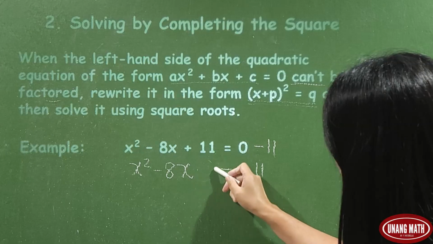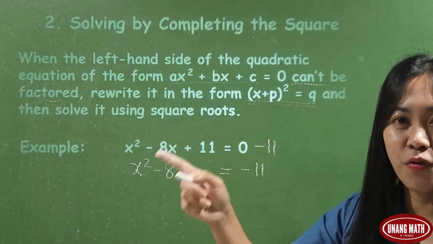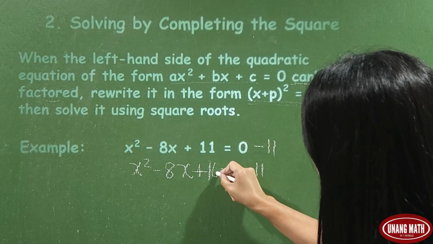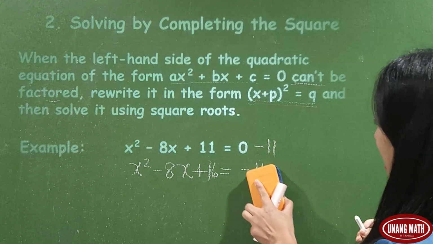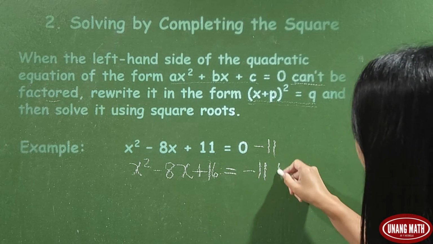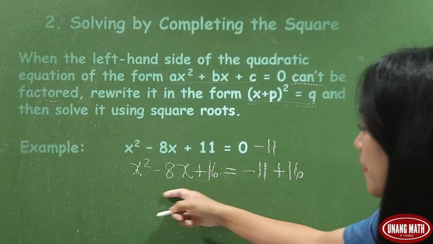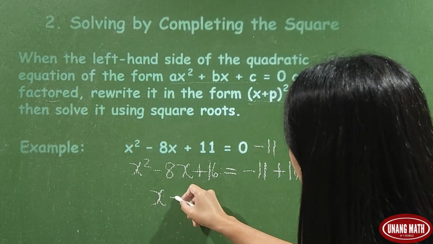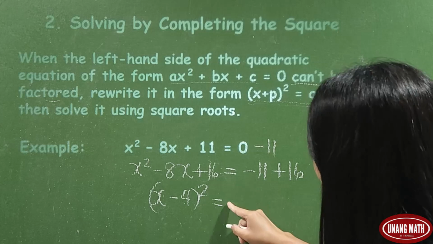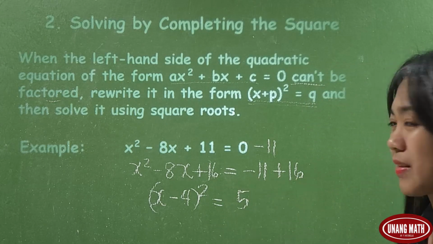We're looking for this constant number here. So negative 8 divided by 2 is negative 4, and negative 4 squared is 16. So this is plus 16. Again, this is an equation, so you need to add 16 on this side also. So this is now a perfect square trinomial. Factor it out: it's (x minus 4) squared. And this is equal to negative 11 plus 16, which is positive 5.